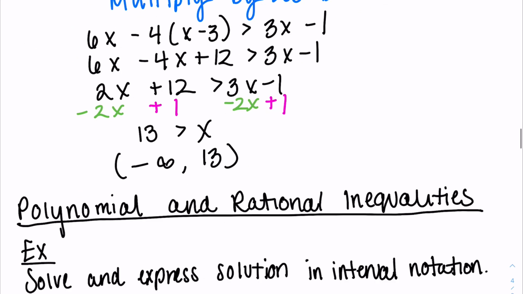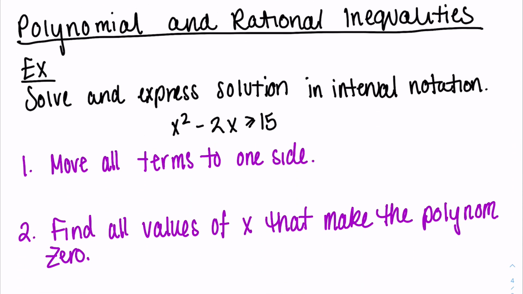So the very last thing we want to go through is about polynomial and rational inequalities. So these ones you have to be a little bit careful with. So we're going to have a similar approach to both of them. So the best thing we can do is by example. Let's solve and express the solution in interval notation.